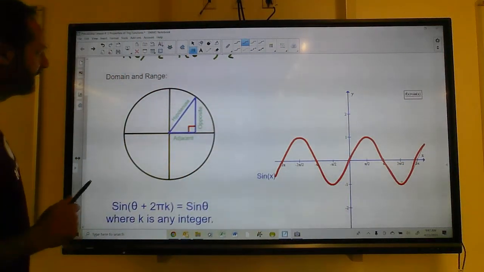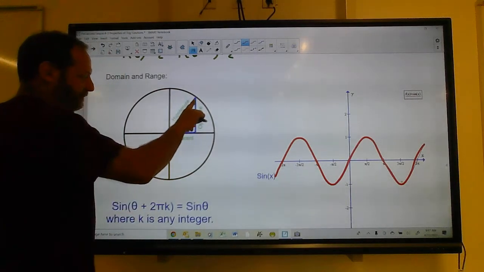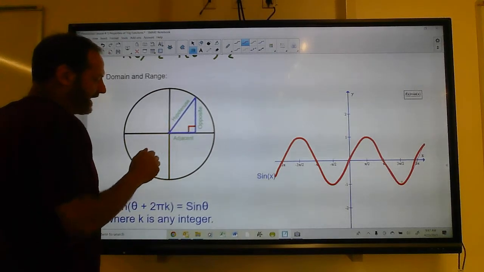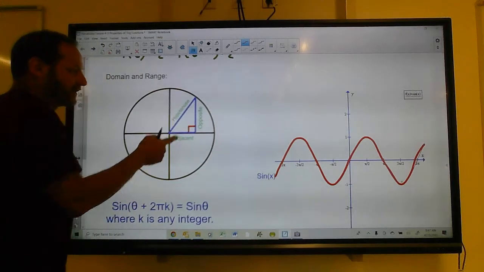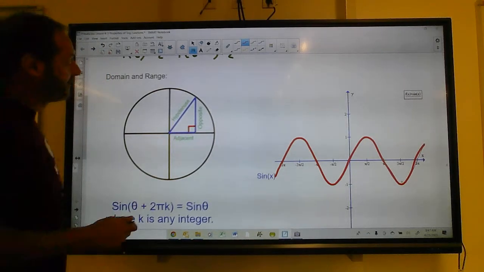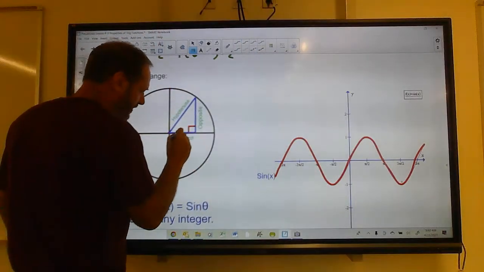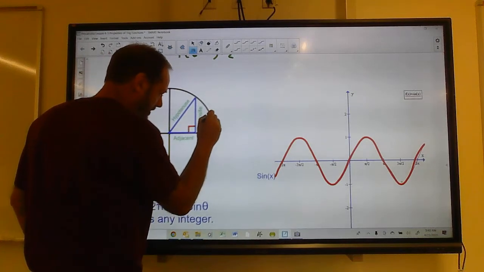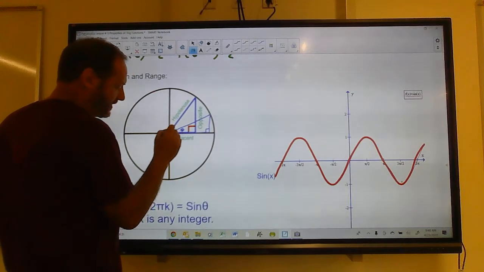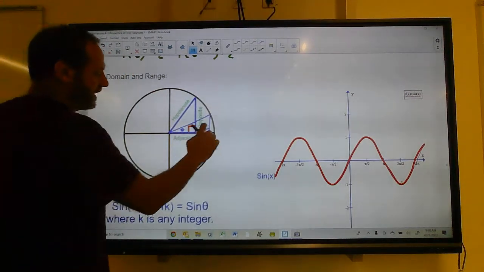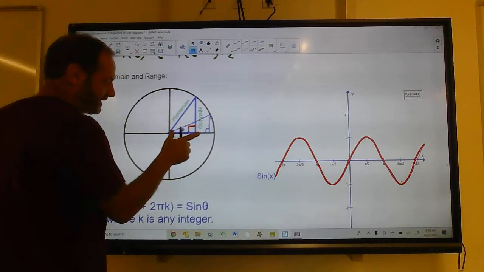So if you look at what happens here, you get these right triangles, and you look at the side opposite. As this angle gets bigger, the side opposite gets larger. If I look at this triangle right here, the angle right here is smaller than this angle is, and the opposite is shorter, and the hypotenuse is the same length, and the adjacent is longer.